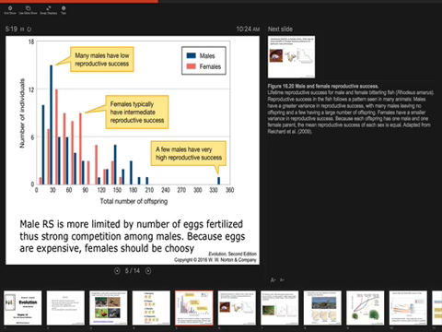when you think about her egg production, does it matter how many males she mates with? Sperm are plentiful, right? Eggs are more limited. So females are really limited by the number of eggs they can produce. Male reproductive success is more limited by the number of eggs fertilized, and thus there tends to be strong competition among males. The idea here is pretty simple because eggs are expensive compared to sperm, and gestation and all these other things are expensive.